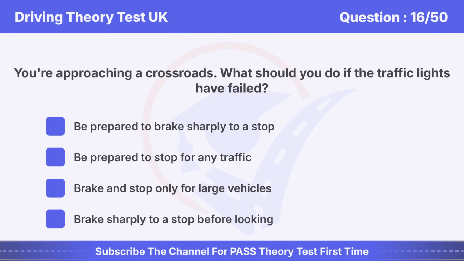Question 16. You're approaching a crossroads. What should you do if the traffic lights have failed? Option A. Be prepared to brake sharply to a stop. B. Be prepared to stop for any traffic. C. Brake and stop only for large vehicles. D. Brake sharply to a stop before looking. Answer is B. Be prepared to stop for any traffic.